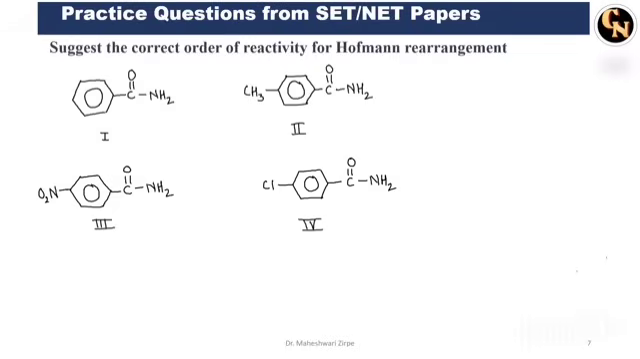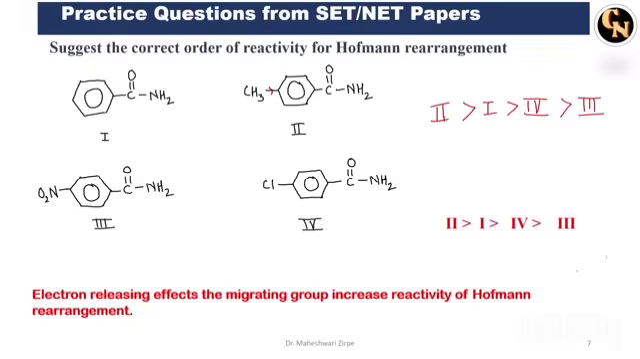So let us write the reactivity series. The second will be first, because of CH3. Because of the inductive effect, it will favor the Hofmann rearrangement. Then the first one, then the fourth one, and the last one, which is going to follow the Hofmann rearrangement least, will be the third one. Okay, so this is your series, and you should know that the electron releasing effect of the migrating group increases the reactivity of Hofmann rearrangement. Okay student, so this is about Hofmann.